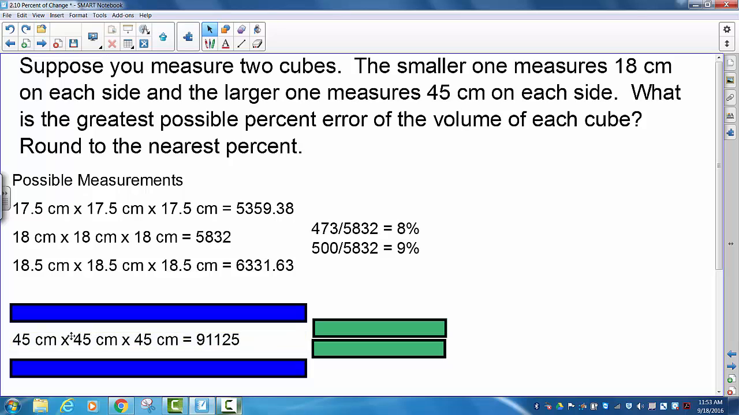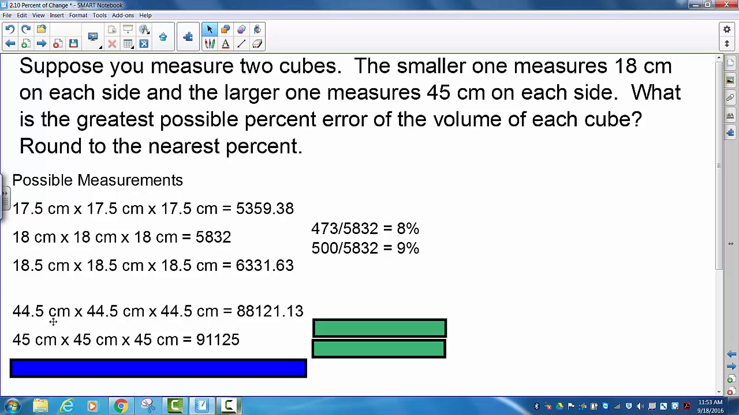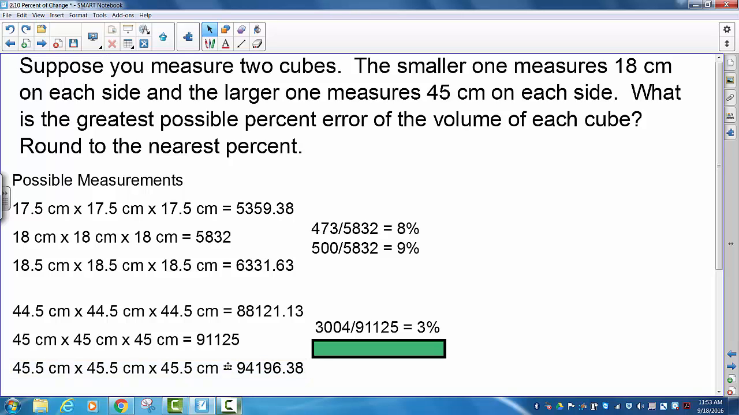It actually is 45 by 45 by 45, and we get 91,125 centimeters cubed. It could be half a centimeter less: 44.5 by 44.5 by 44.5, and we would get 88,121. We subtract the two, we get 3,004, and we divide it by the actual amount. That gives us 3%. We do the same thing for 45.5 by 45.5 by 45.5, which would give us 94,196. We subtract those and we get 3,071. Divided by 91,125 gives us 3% also, since we're rounding to the nearest percent.